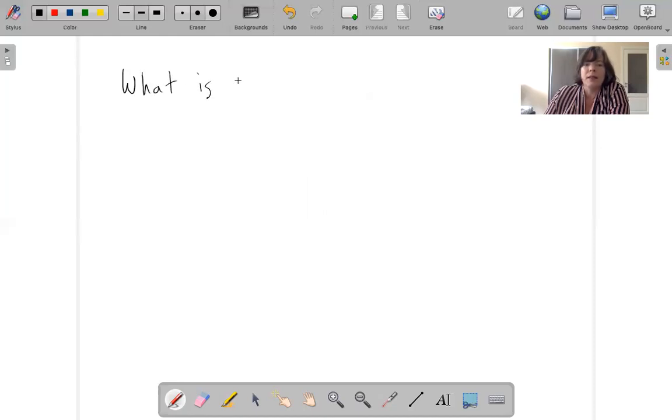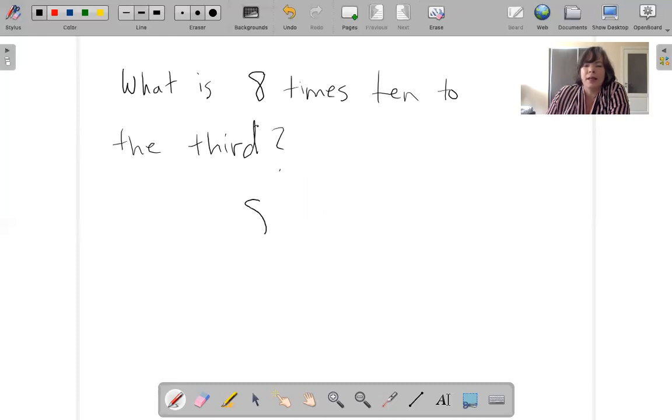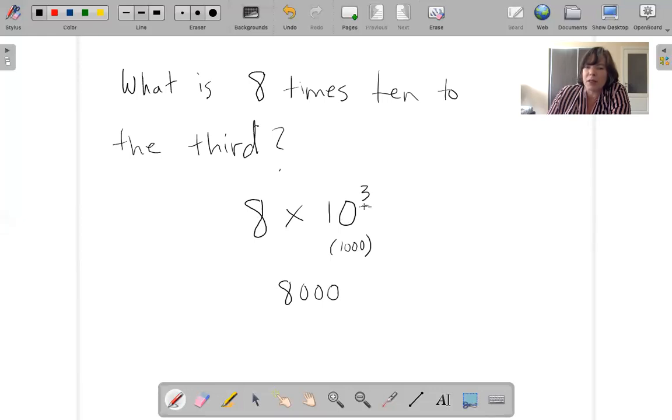What is 8 times 10 to the 3rd? All you do, because we know that 10 to the 3rd is 1 with 3 zeros, right? So this is 1,000. And we're going to multiply 1,000 by 8. So that'll give us 8,000. But you don't have to do all that. All you do is take this number and move the decimal over 3 times. Move the decimal over the number here.